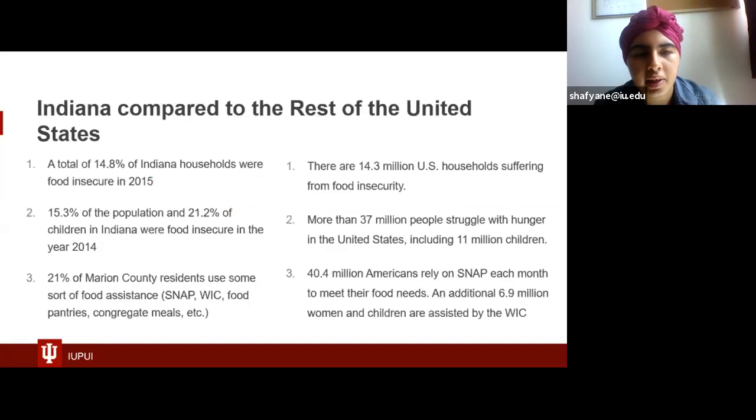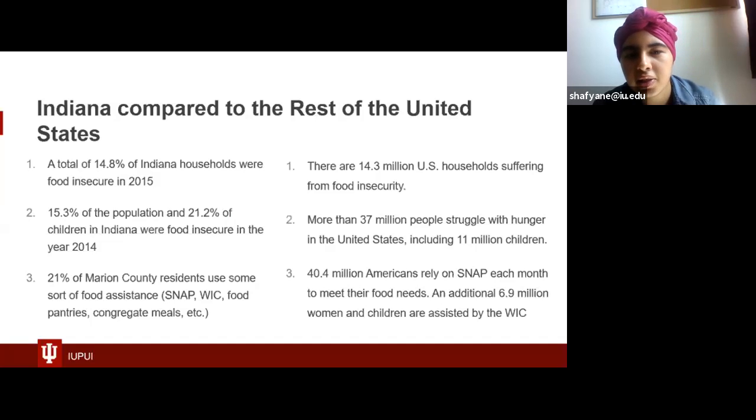This is how Indiana compares to the rest of the United States of America. In Indiana, a total of 14.8% of households were food insecure in the year 2015. 15.3% of the population and 21.2% of children in Indiana were food insecure in the year 2014, and 21% of Marion County residents use some sort of food assistance, whether that be SNAP, WIC, food pantries, congregate meals, etc.